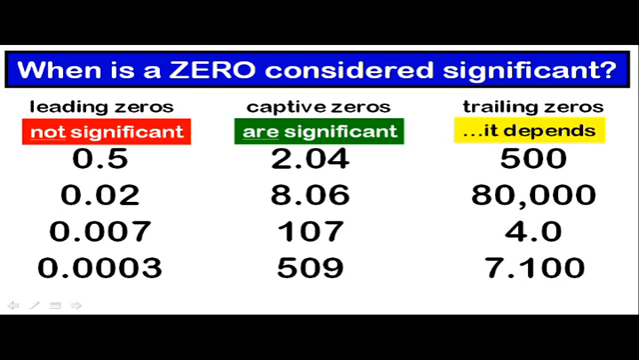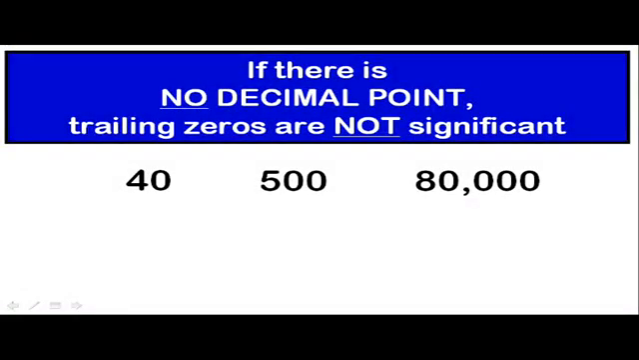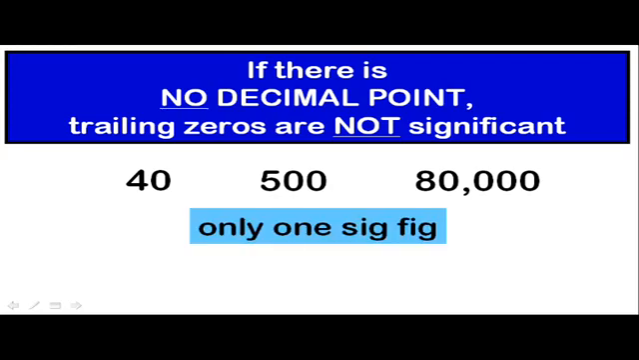Now trailing zeros, it depends. It depends on whether or not a decimal is present or absent, and we'll take a look at both examples. When there is no decimal point, the trailing zeros are not considered significant. So a measurement of 40, 500, or 80,000, all of these measurements would have only 1 sig fig. If you were to write 80,000 in scientific notation, it would still only have 1 sig fig, written as 8 times 10 to the 4th power.